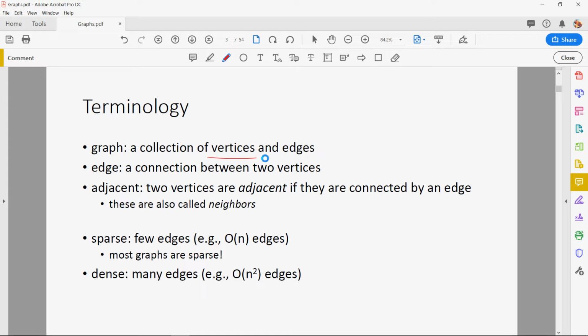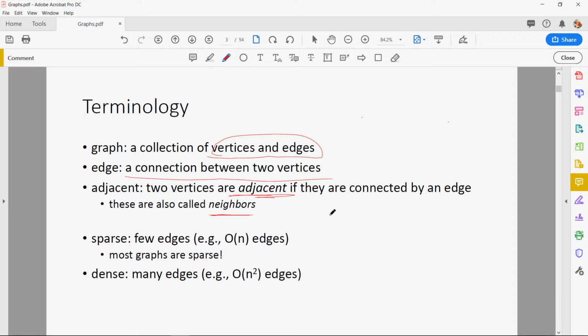We've heard similar terms before when we talked about trees. With trees, we usually call them nodes and edges. With graphs, we usually call them vertices and edges, although you will notice that sometimes we do still call them nodes. So nodes and vertices can be used interchangeably. An edge is a connection between two vertices. And two vertices are considered adjacent if they're connected by an edge. Another term for that is neighbors.